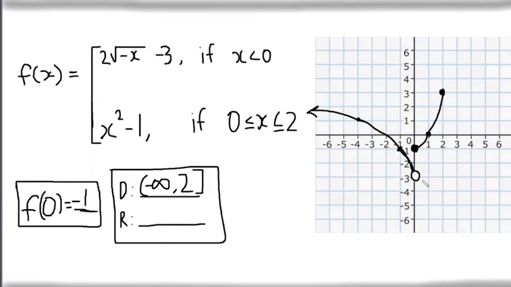And the range, it seems like, this is our lowest point, right? -3. Seemingly, it's our lowest point. But it's not actually, because we're not including -3. So we'll have a -3 with a parenthesis. And then it goes on for infinity because of this equation. Not negative. Okay, so this is our final filled in thing.